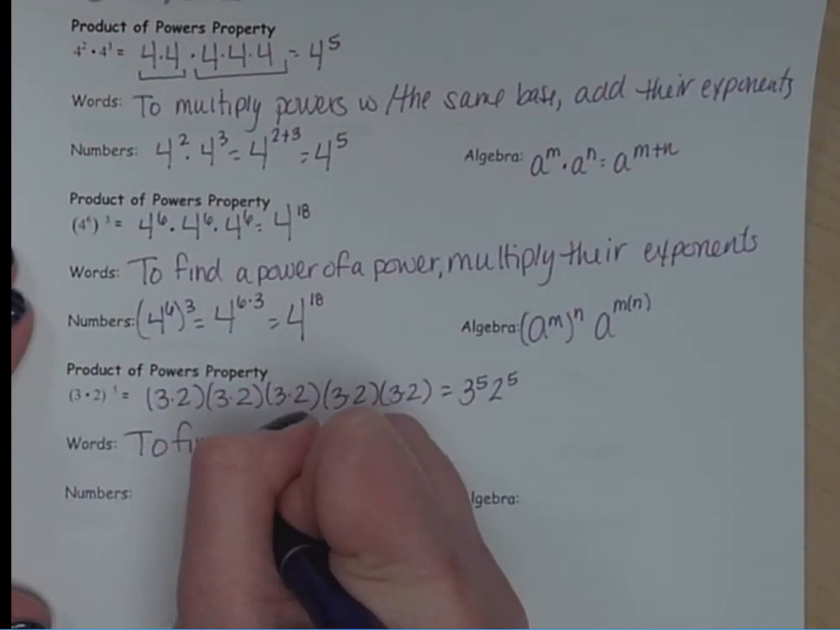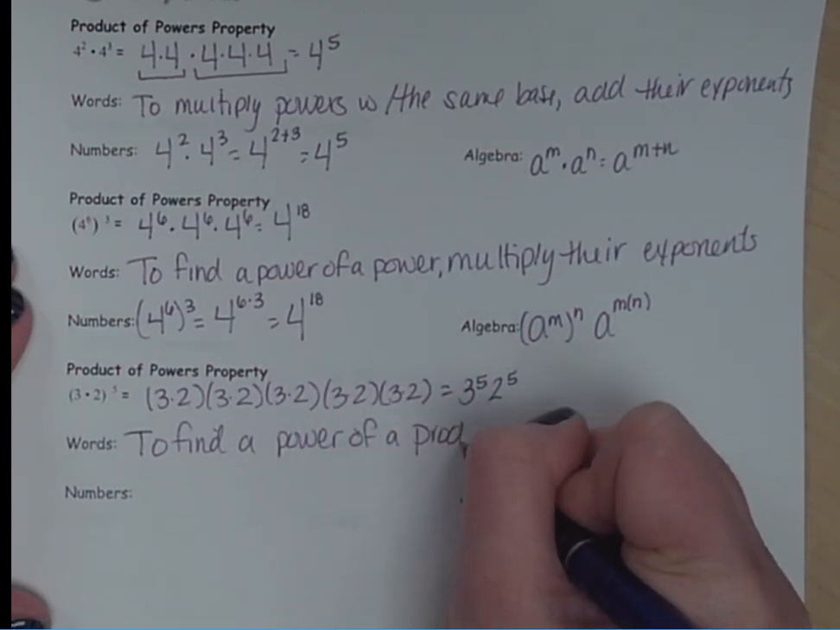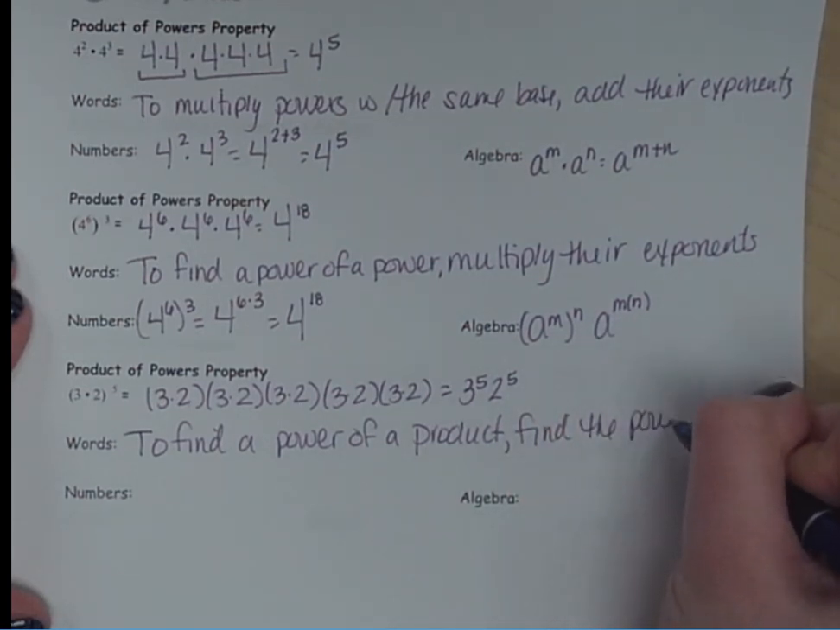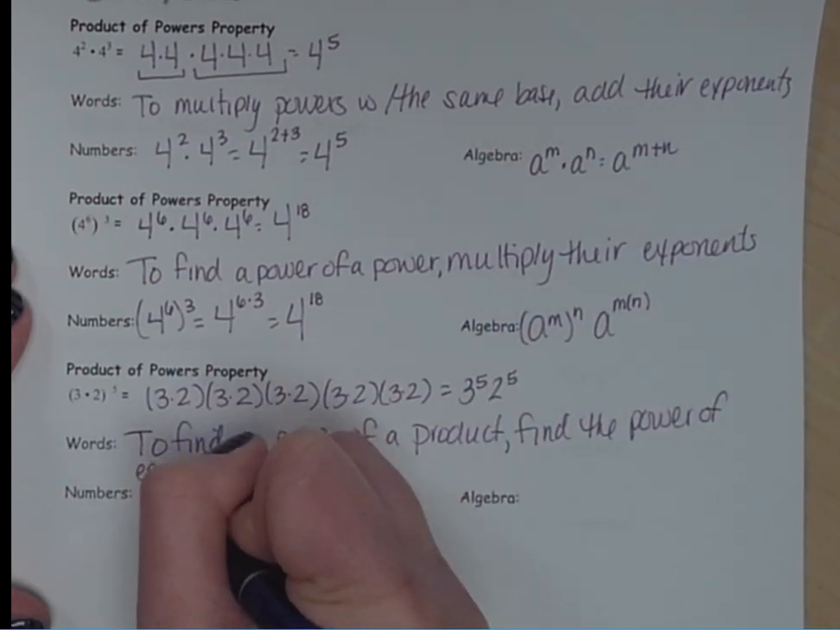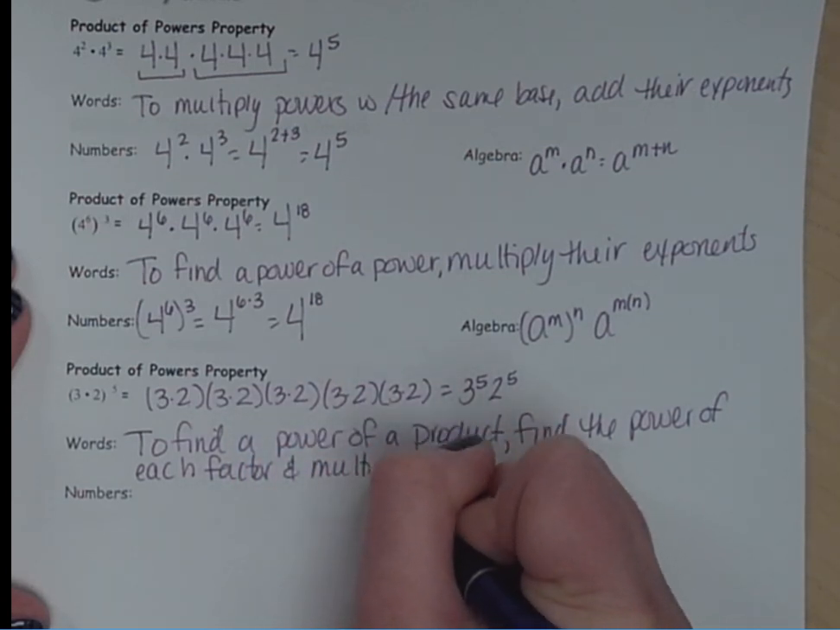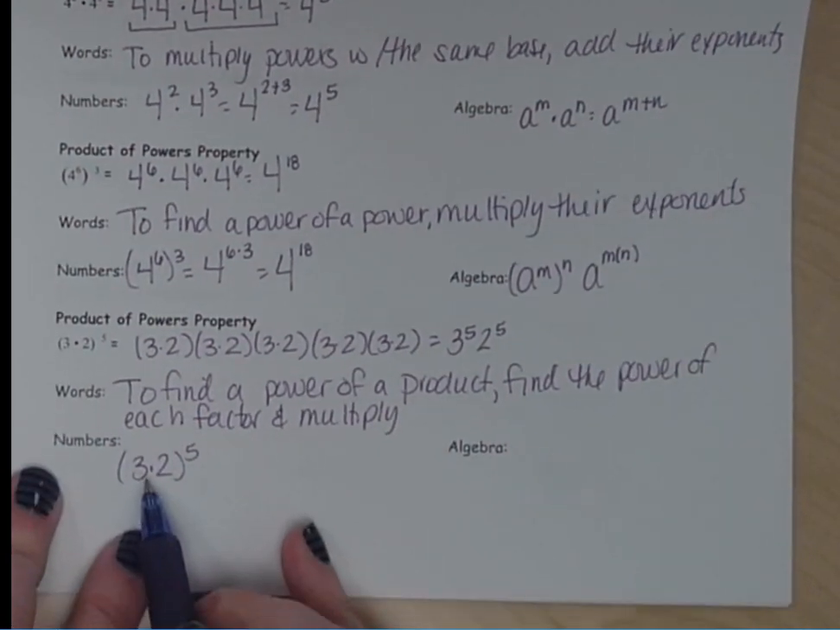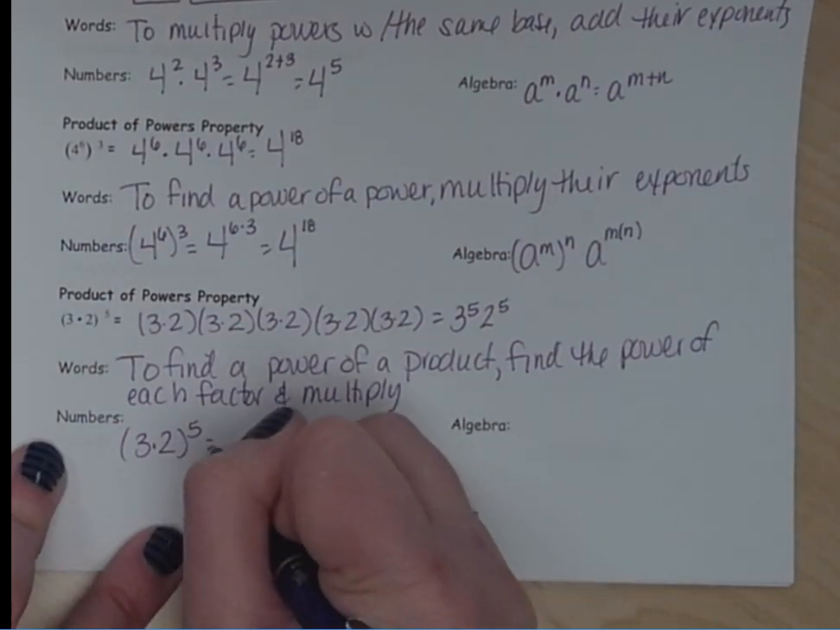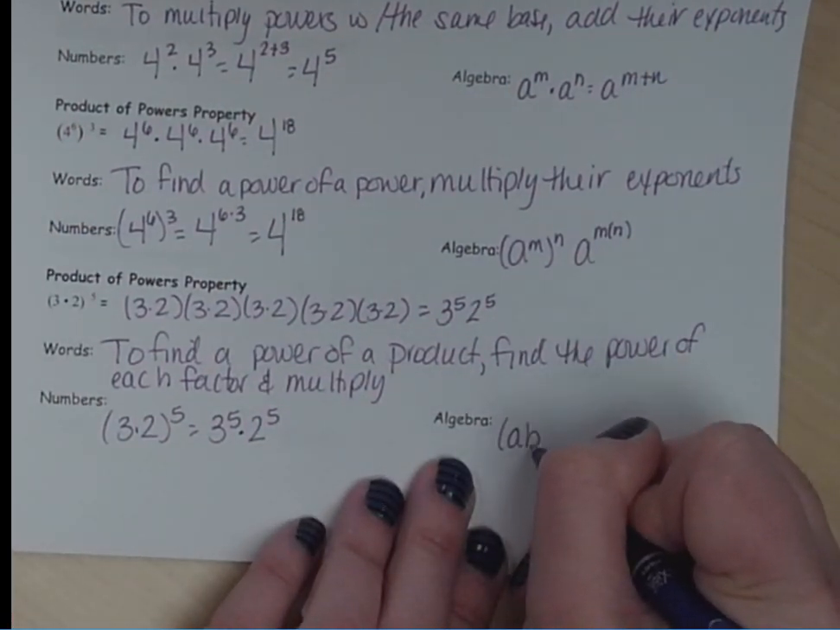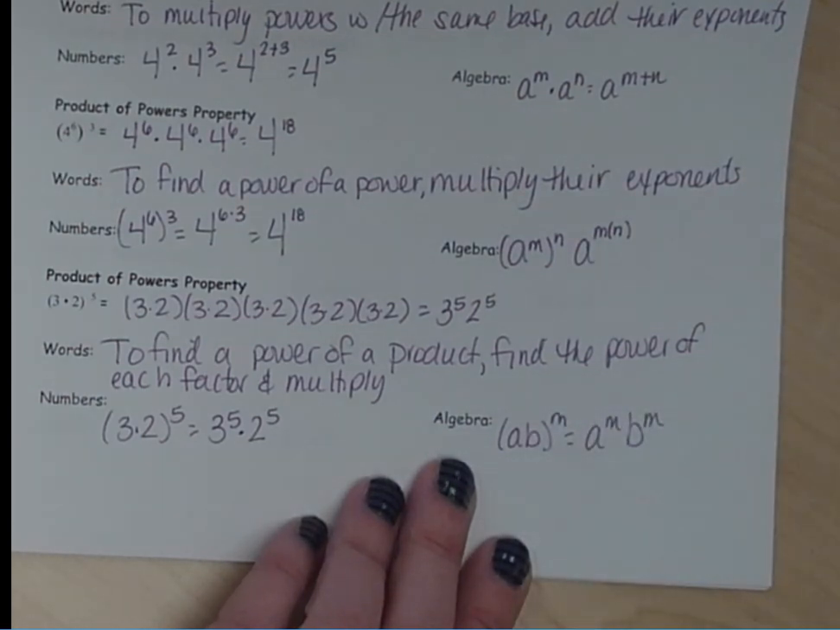So to find a power of a product, find the power of each factor and multiply. If I have 3 times 2 to the 5th, that's 3 to the 5th times 2 to the 5th. What does that look like algebraically? If I have ab to the mth power, that's a to the m, b to the m.